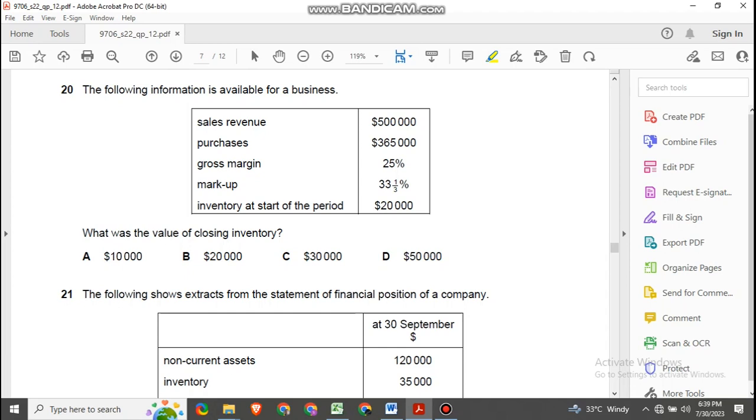Next question, question number 20. The following information is available for a business. Sales revenue 500,000, purchases 365,000, gross margin, markup, inventory at start of the period. The question is, what was the value of closing inventory? So we need to find out the closing inventory. Sales is given, purchase is given, gross margin is given, and markup is given. So inventory needs to be calculated.